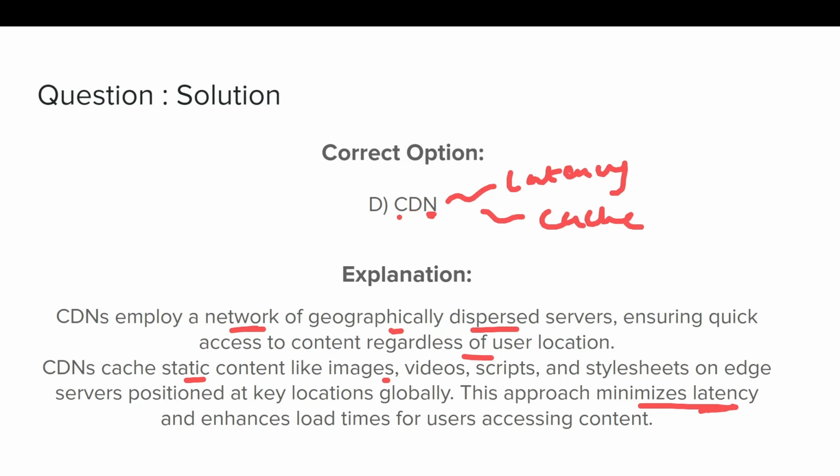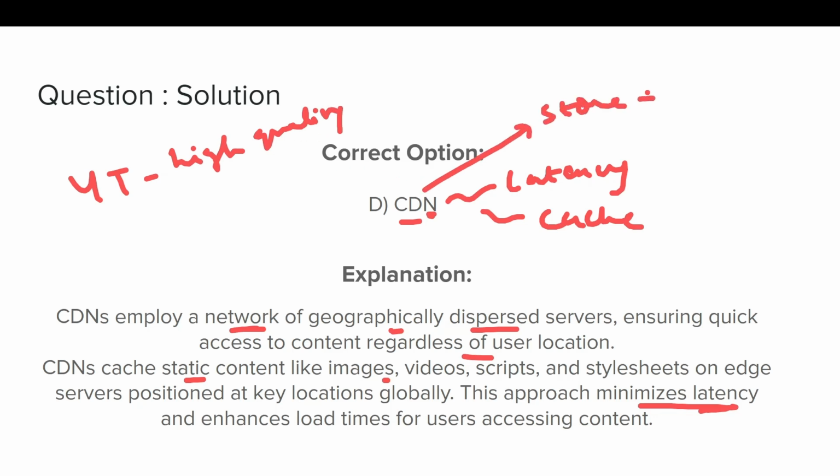So what is CDN composed of? It is composed of a network of servers. Why is it used? To reduce the latency. How does it reduce the latency? By caching all the static content. This is how, in the case of YouTube, you are able to see high quality streaming content. The work of CDN is to store the content and also to deliver the content.